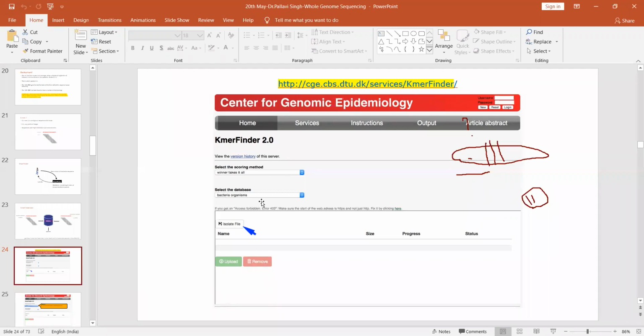Select the database. In database, you get the choice whether you want to select bacteria or you want to go for the viruses or fungal. And you have to upload your isolate file. What is isolate file? Isolate file is your unknown sequence which you want to know what it is, which you want to classify, whether it's an E. coli or a Pseudomonas. Let me clear my screen first.